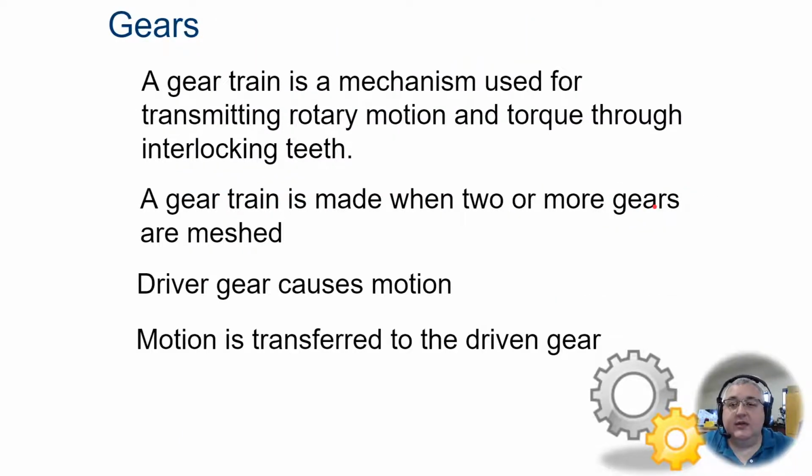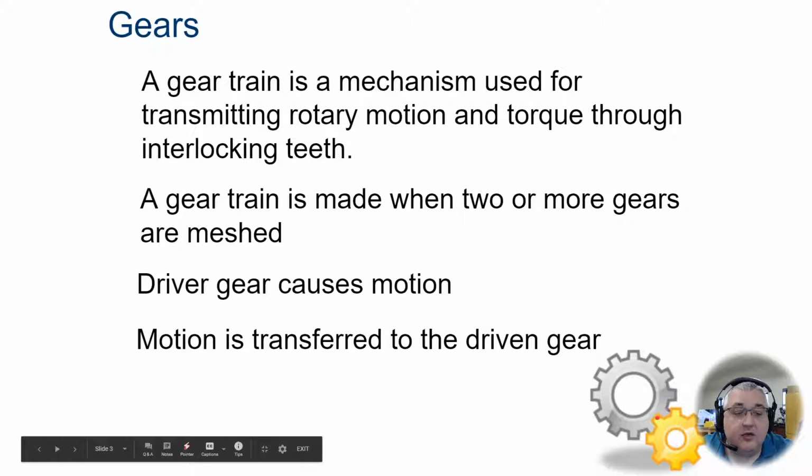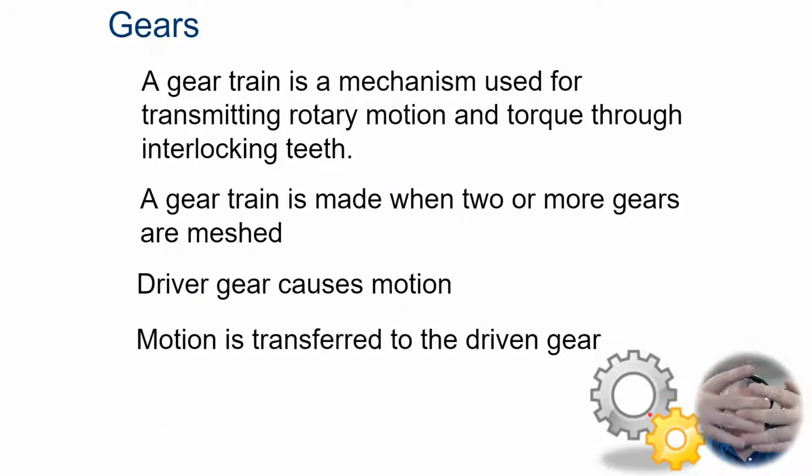All right, gears. When we have multiple gears together, we call that a gear train. It's a mechanism used for transmitting rotary motion and torque through interlocking teeth. You can see the picture down here. There are teeth that lock together, and if this turns, the other one has to go with it. So the gear train is two or more gears that are meshed. If they don't touch and they turn freely, they are not a gear train.